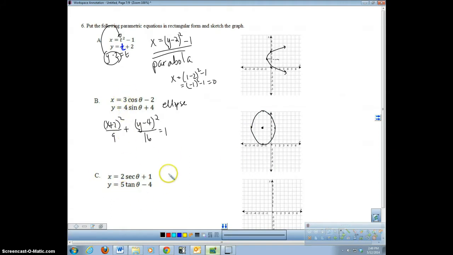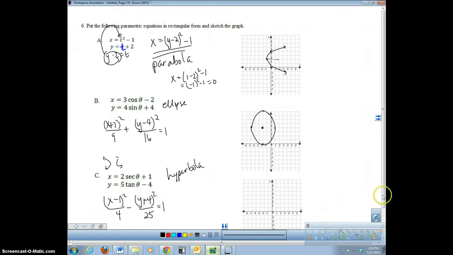Alright, so last one here, this is a hyperbola, and we know it's a hyperbola because it says secant and tangent. And secant, remember, goes with the x, so I know it's going to go left and right here. So my formula is going to be x minus 1 squared over 2 squared, which is 4, minus y plus 4 squared over 25 equals 1.